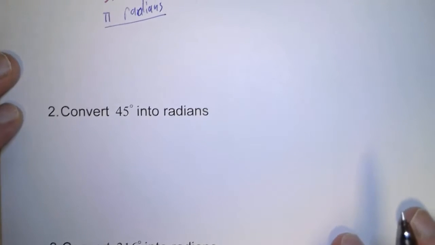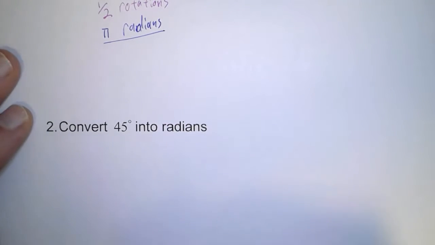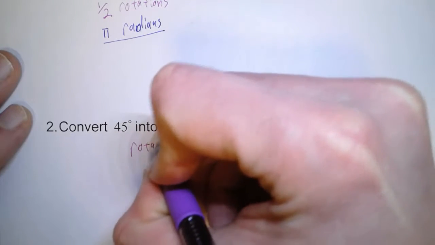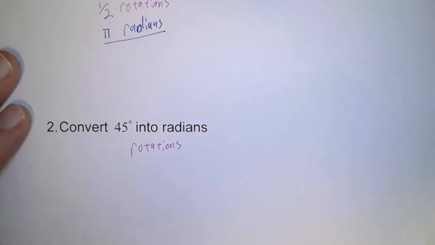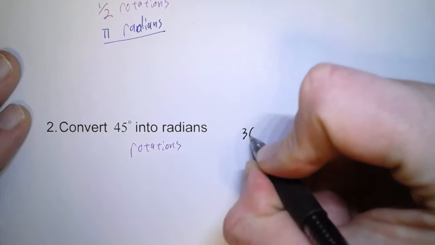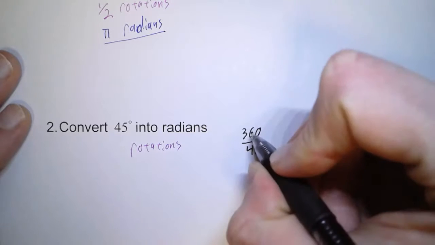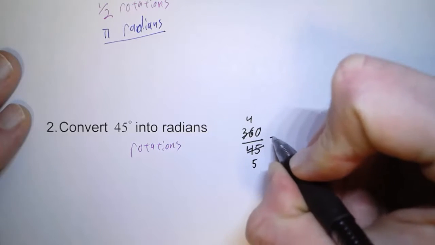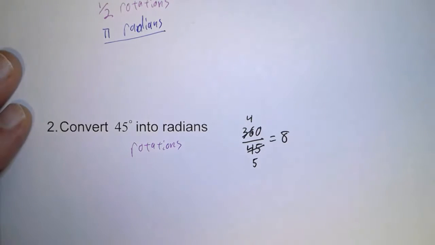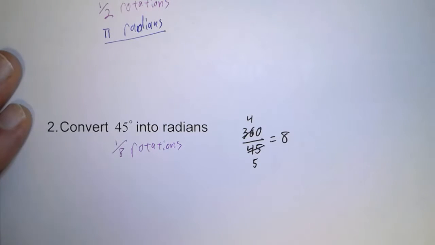Looking down at number 2, we ask the same question. How do we take 45 degrees and turn that into radians? First ask, how many rotations is that? We can go off to the side and do a quick calculation: 360 divided by 45. If we cancel 9, that's going to be a 4, and that's going to leave a 5, so we're left with 8. That means we can divide 45 into 360 8 times, so we have 1/8 of a rotation.